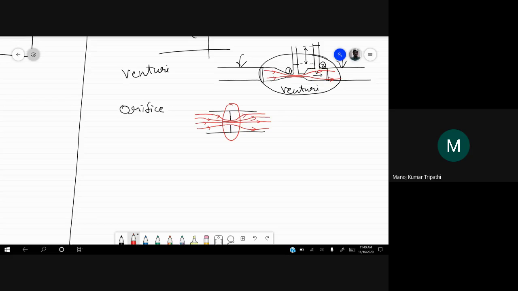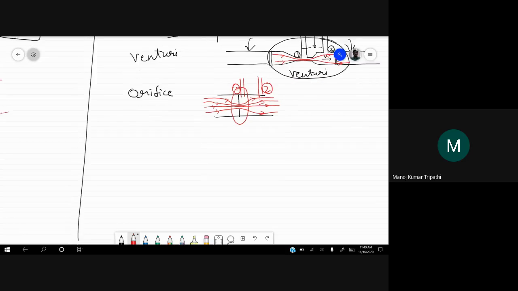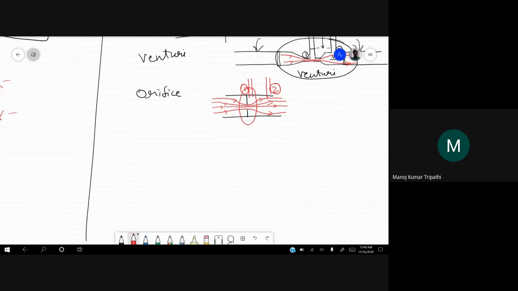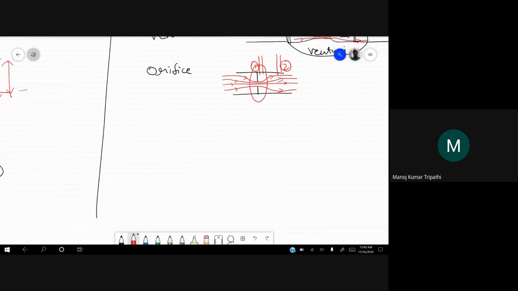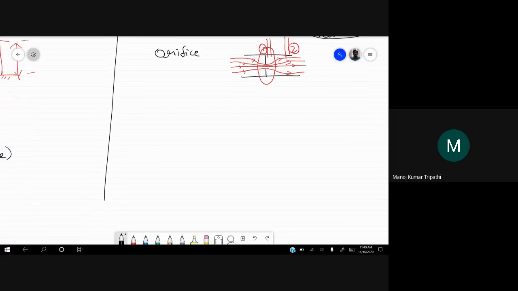And again here you can measure the pressure difference between this point and this point. Okay, 1 and 2, the thin section and the thick section. Okay, now to measure the velocity, to measure the flow rate, there is a device known as a rotameter.